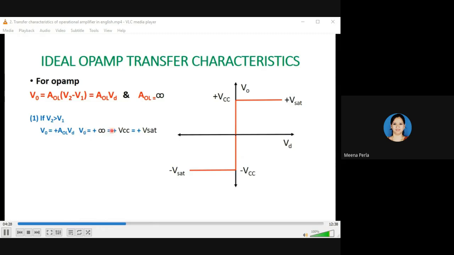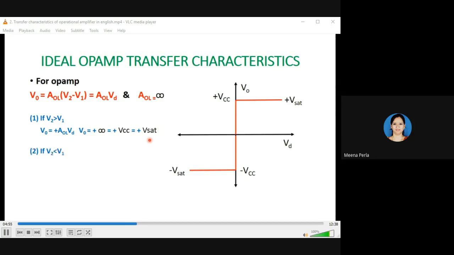So because the output voltage should be positive here, the output voltage at gain equal to infinity is plus VCC, and the output of the operational amplifier cannot be increased beyond this plus VCC. So it can be taken as the saturation value also. Therefore, we can take V0 is equal to plus V saturation also.